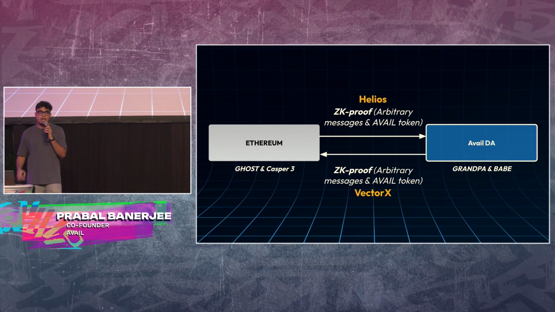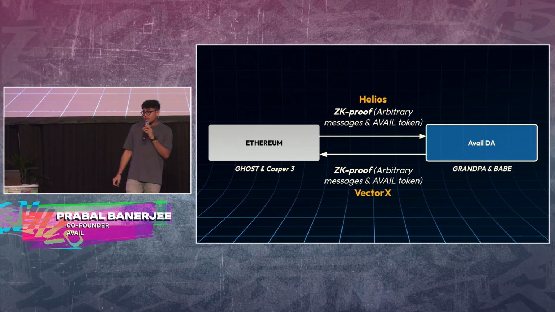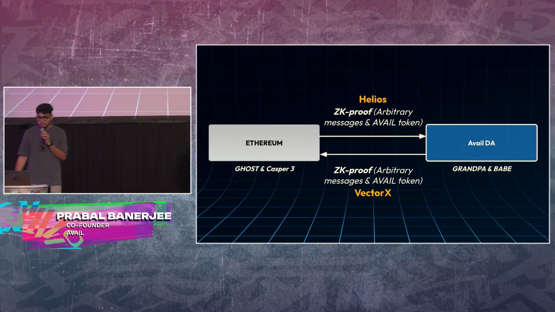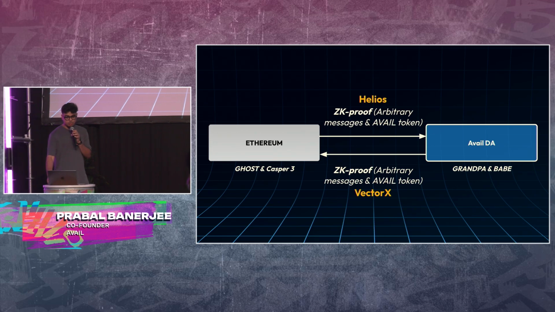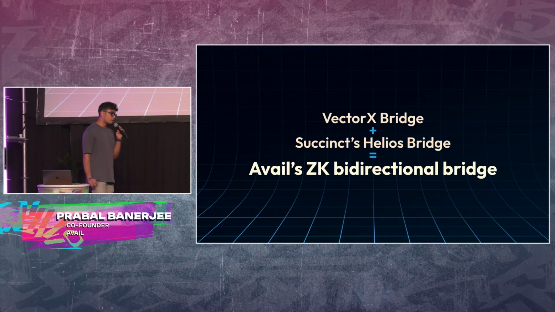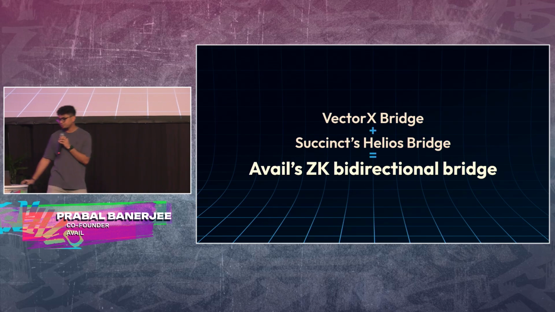We right now have in production the Telepathy bridge developed by Succinct, but soon we are going to replace it with Helios because that is being maintained right now on the consensus core level. What does that mean? That Vector X and Helios together make up the zero knowledge proof based, so that's a validity proof of consensus on a bidirectional level.